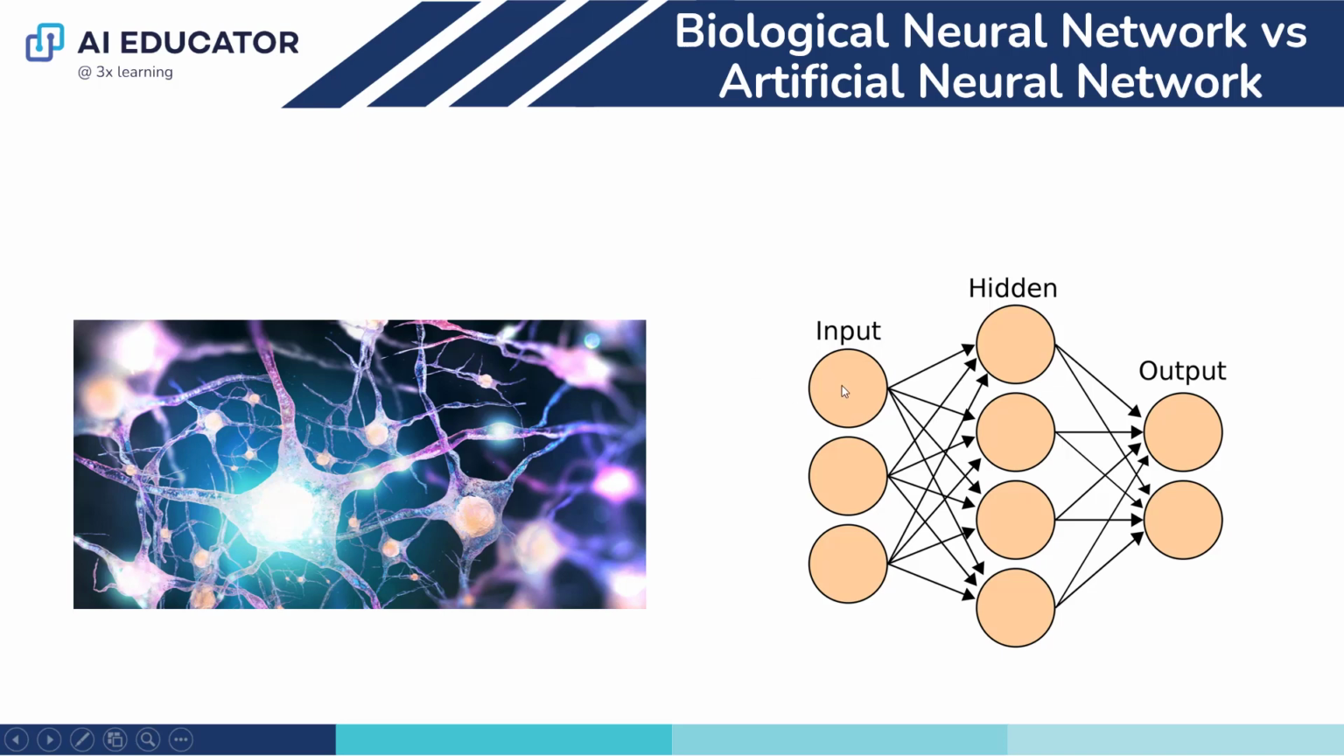Here, every circle or node represents an artificial neuron. These artificial neurons are connected in such a way that every neuron of a layer is connected to each and every neuron of its adjacent layer. Let us consider this particular neuron. It is connected to all the four neurons. Here there is a connection to this first neuron, to the second one, to the third one, and to the fourth one. In a similar way, the other two neurons will also have a connection to all the four neurons.